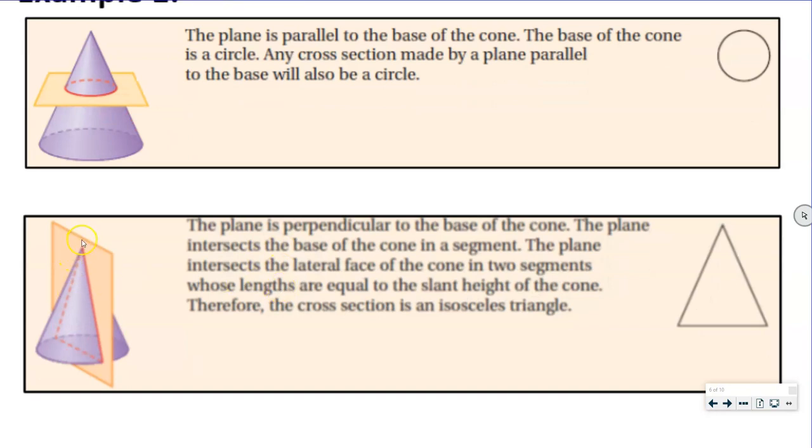Okay, here if we cut through the apex of the cone, the plane is perpendicular to the base of the cone, so the plane intersects the base of the cone in a segment. The plane intersects the lateral face of the cone in two segments whose lengths are equal to the slant height of the cone. Therefore, the cross-section is an isosceles triangle.